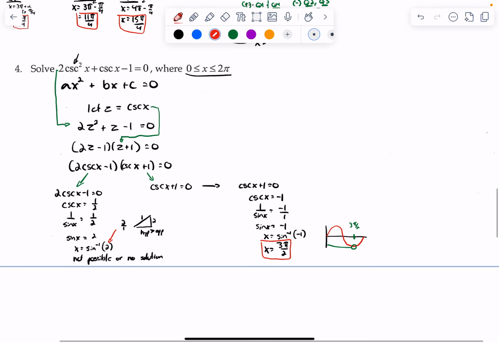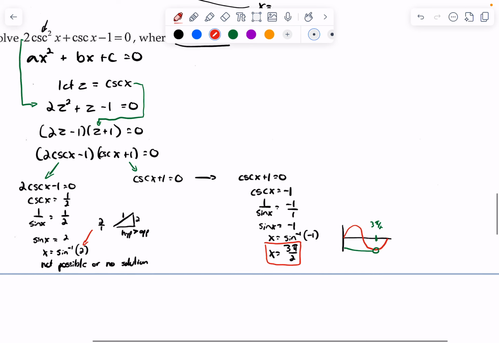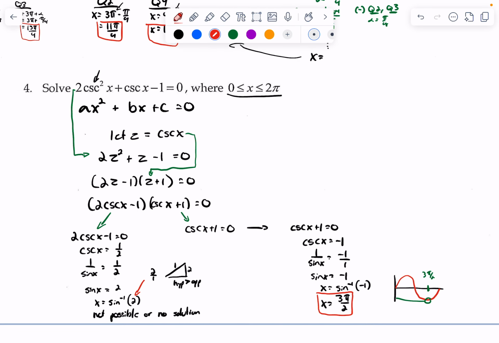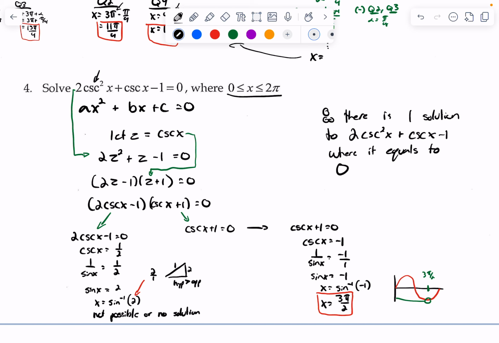So if you were to graph this on Desmos, you would see that there is one solution to 2 cosecant squared x plus cosecant x minus 1 where it equals 0, because it was 0 here. So always think back to what the problem at hand is, what you're solving for.